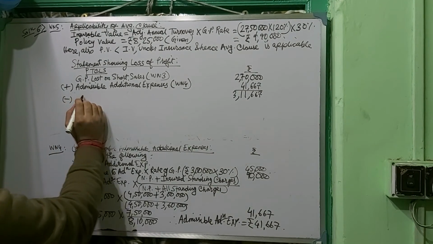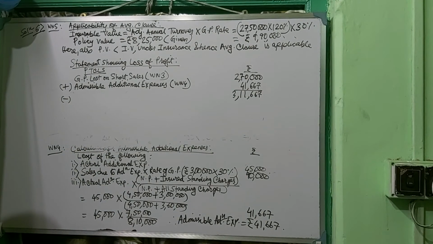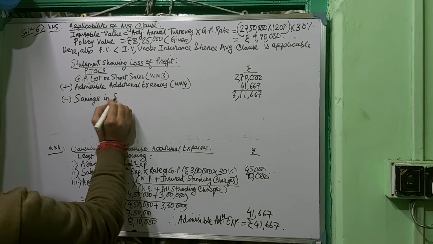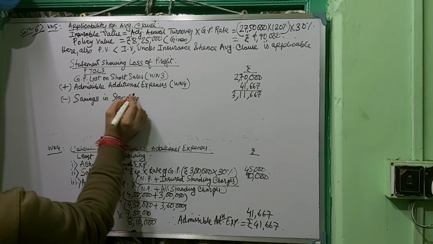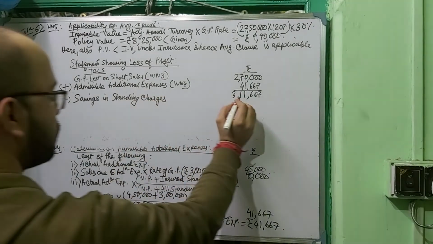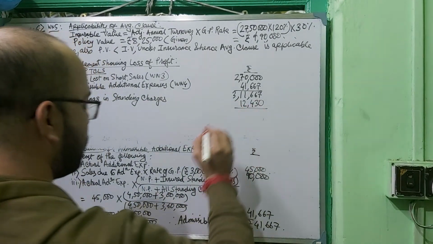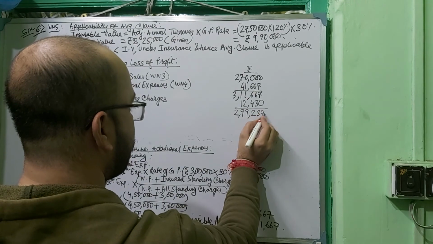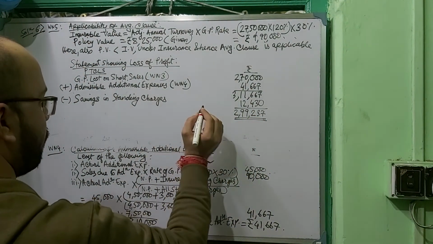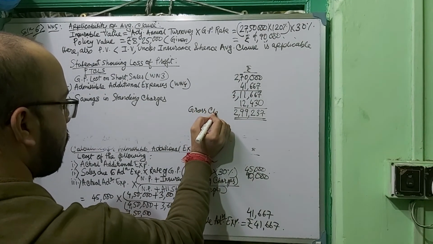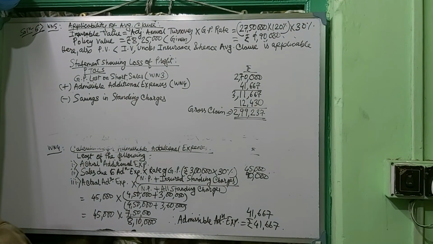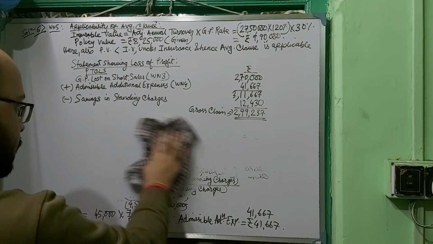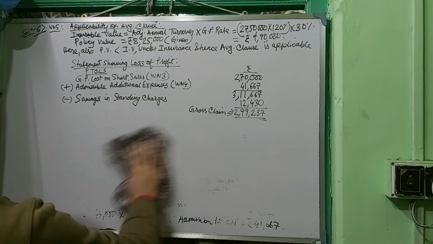Less savings in standing charges, which is given 12,430 in this sum. If you deduct that, 2,99,237 is gross claim. Right? This is your gross claim. And now you need to calculate net claim.